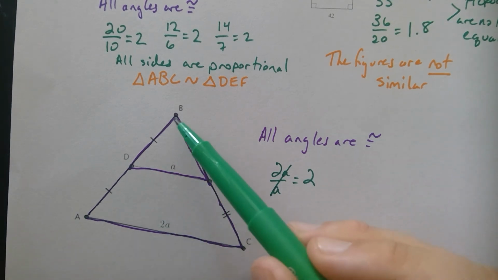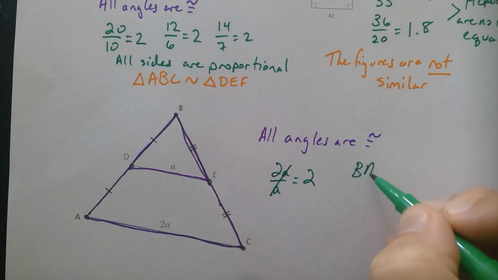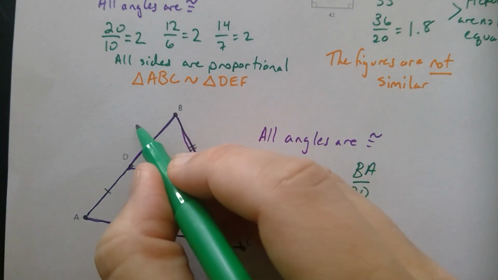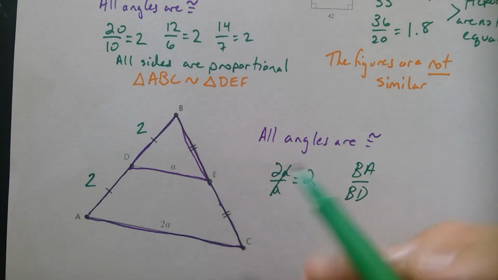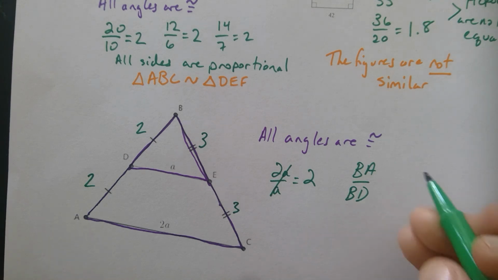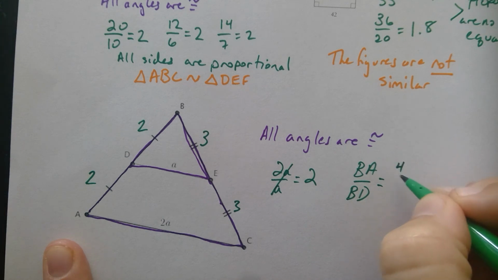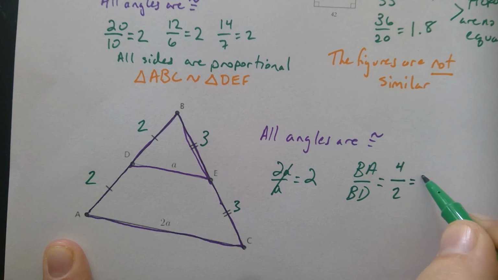Let's take a look at BD and BA. So I'm going to put BA over BD. Now, since I have markings here, this is one marking and this is one marking, these have to be the same length. So I'm going to put a 2 and a 2. And over here, these have 2 markings and 2 markings. These have to be the same. So I'm going to say 3 and 3. So BA is 2 plus 2, 4. And BD is just 2. So that equals 2.